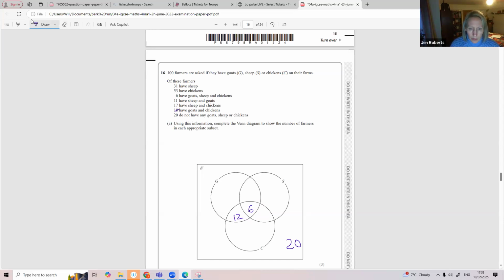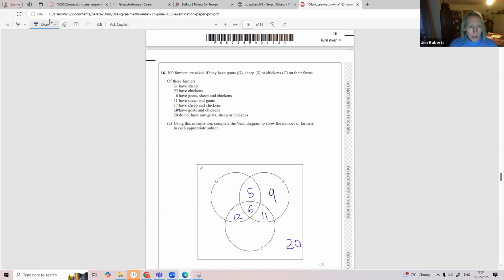11 sheep and goats. So this whole bit in the middle on the overlap is 11. That's 5. And let's do the same with the sheep and chickens. Sheep and chickens is 17. So that's got to be 11. 31 have sheep. So this full circle here has to equal 31. So let's take off these other values, your 5, 6, 11, from 31, and you get 9.